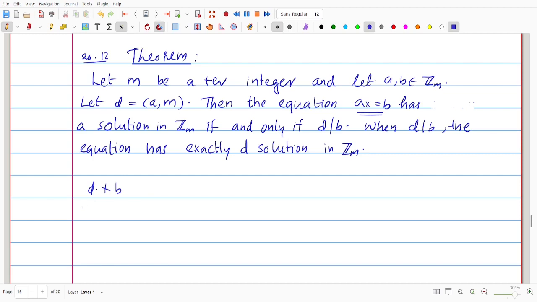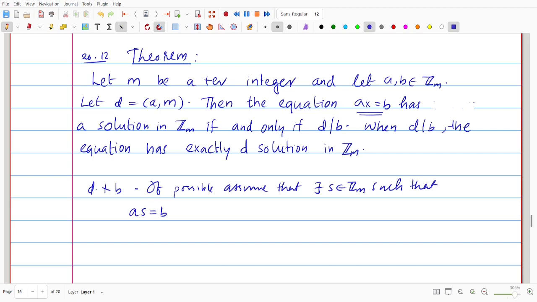For that we assume, if possible, that there exists S in Zm such that AS equal to B. We need to prove that there is no solution. So if you assume there is a solution S such that AS is equal to B, but we know that GCD of A comma M is equal to D.